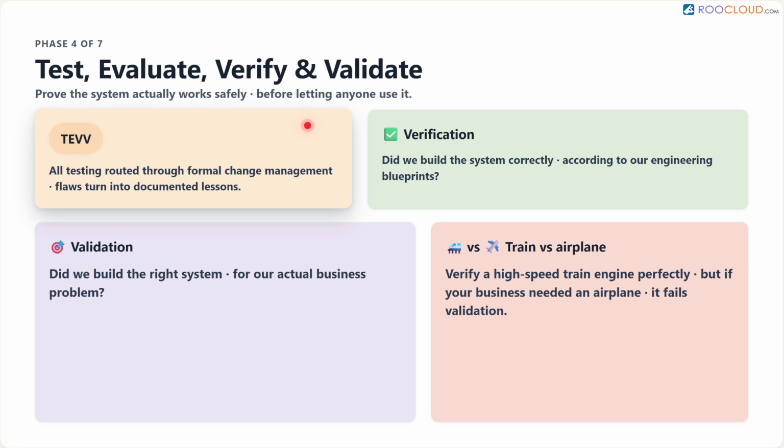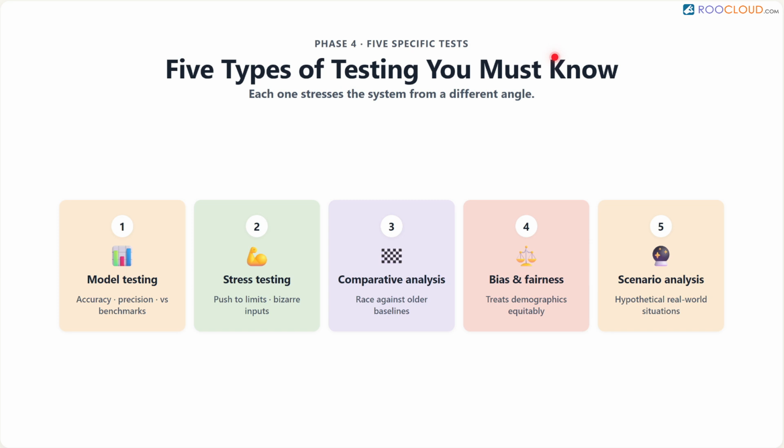There are 5 specific types of testing you must know. First is model testing, which checks basic performance metrics like accuracy and precision against predefined benchmarks. Second is stress testing, where you push the system to its absolute limits with bizarre or extreme inputs to see if it breaks.